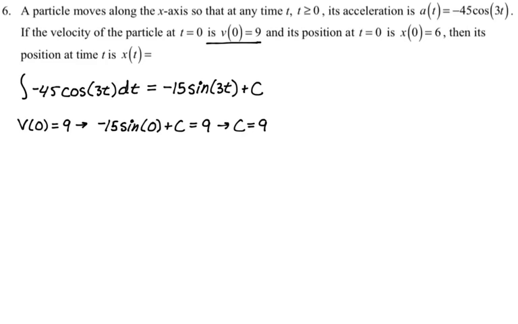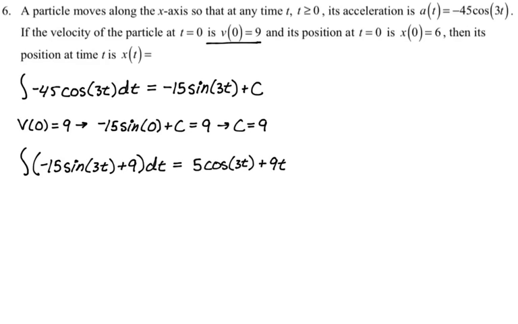So to go from velocity to position, I need to integrate that. So I'm going to integrate negative 15 sine of 3t plus 9 dt. Okay, so the same deal. I need to integrate basically sine of 3t. There should be a 3, so a 1/3 on the outside. So 1/3 negative cosine, but then there's already a negative 15. So negative 15 over negative 3 is 5. So 5 cosine of 3t. And then the integral of 9 is 9t, and then plus c.